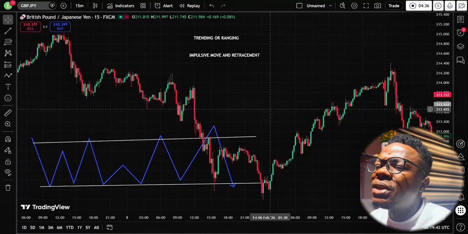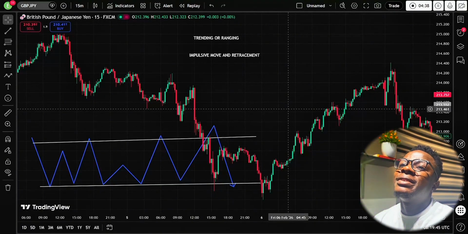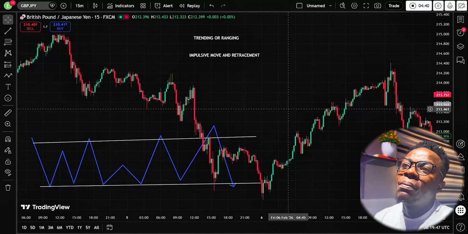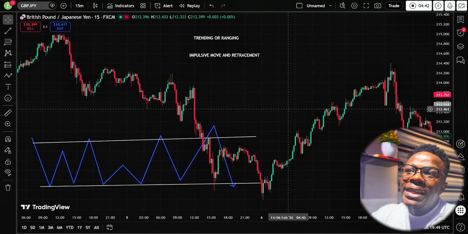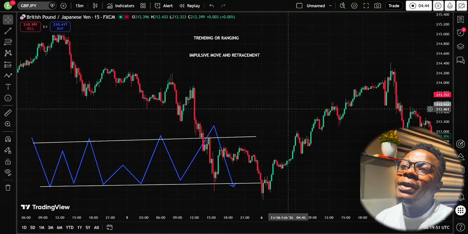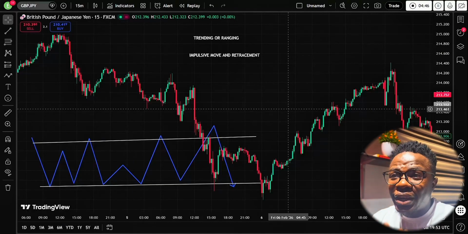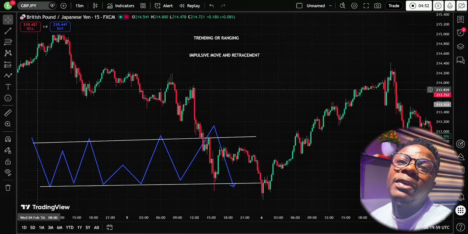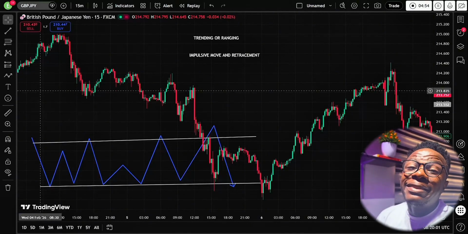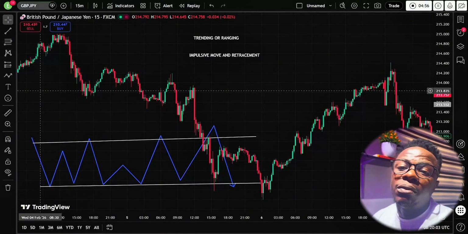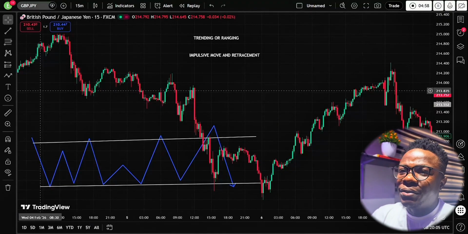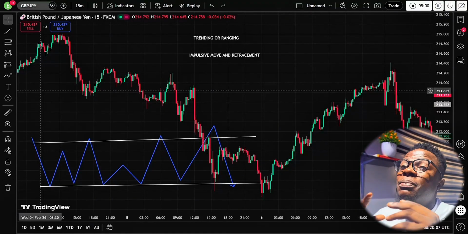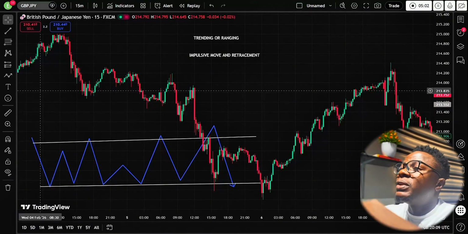Now, an important thing you need to know, according to statistics in the forex world, is that the market does not trend every time, and the market does not range every time. The market only trends 30% of the time, and the market ranges for a whole 70% of the time. So whenever the market is ranging, it does it for about 70% of the time. It is just moving sideways.